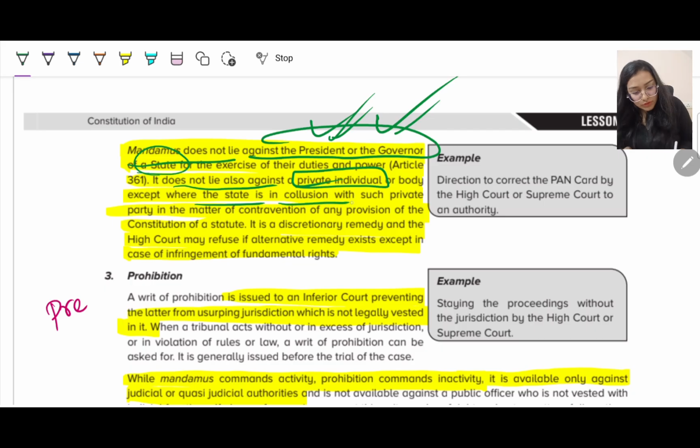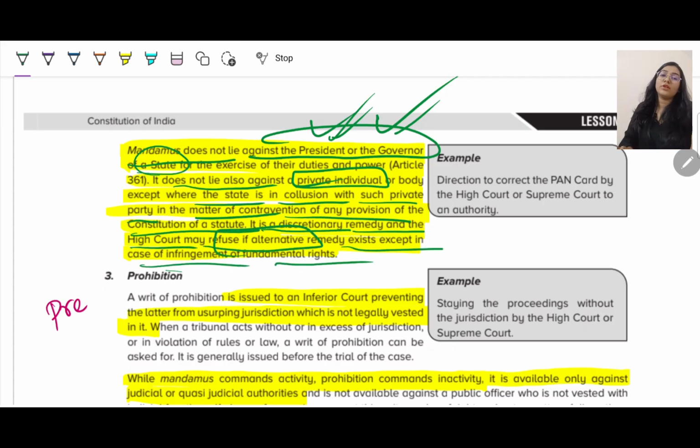Except where the state is in collusion with such a private party in contravention of any provision of the constitution. It is a discretionary remedy, and the High Court may refuse if an alternative remedy exists, except in case of infringement of fundamental rights. So if the court feels that it is a very important thing that they are not working and they have to go ahead and work, in that case the court can step in and solve this. But if the court feels that we already have some other alternative remedy available, then they cannot. It is the discretion. If they feel that it is required at this particular time, they can do that. If not, then they will not.